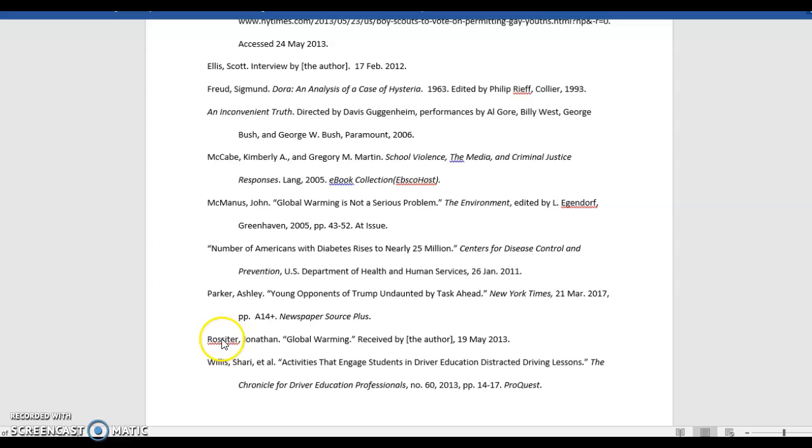Here's an email. This is an email sent to you, the student. You put down the name of the person who wrote the email, Rossiter, Jonathan. Then you put down the subject heading. The subject heading is the title for what you're doing. Global Warming in quotation marks. Then you just say received by, and then your name, comma, and then the date. Now in the 7th edition of MLA, it would have said email right here, but in 8th edition, we got rid of that.